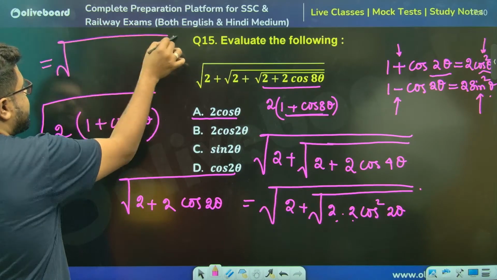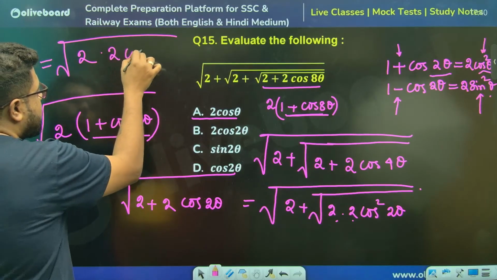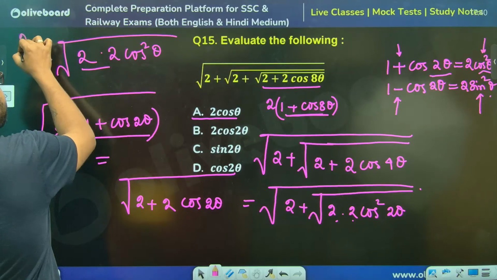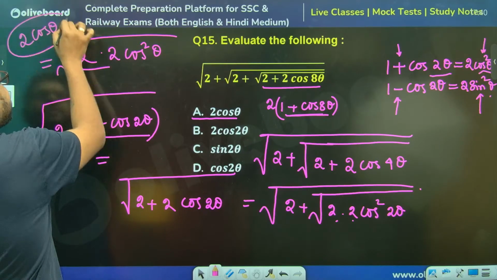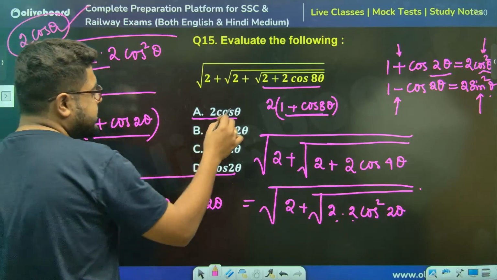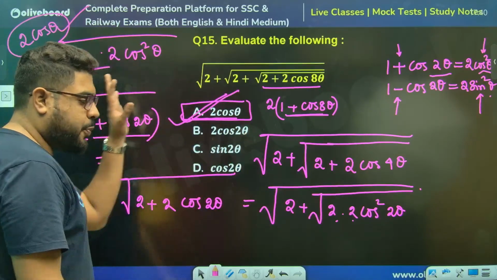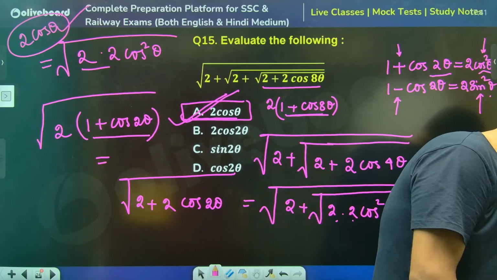Again, sir, you take this common. 1 plus cos 2 theta means 2 cos square theta. 4 if you take out of the square root, it will become 2 cos square theta will become cos theta, sir. That's your answer: 2 cos theta, that is option number A. Now, this is the proper way of solving this.